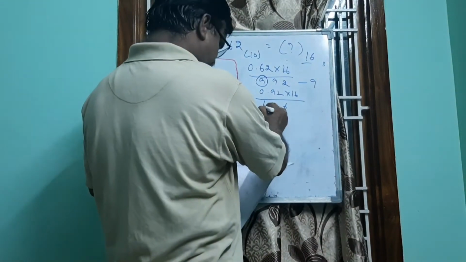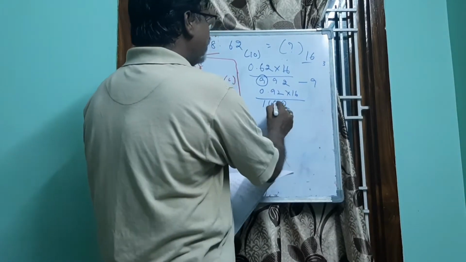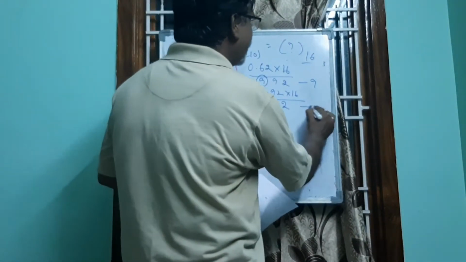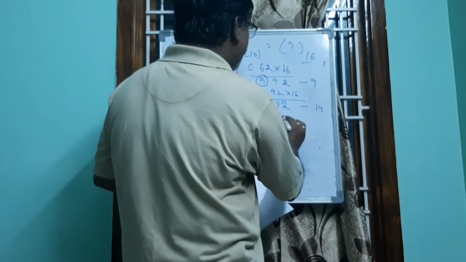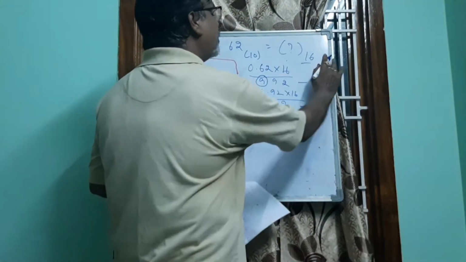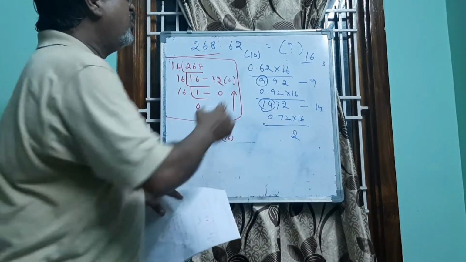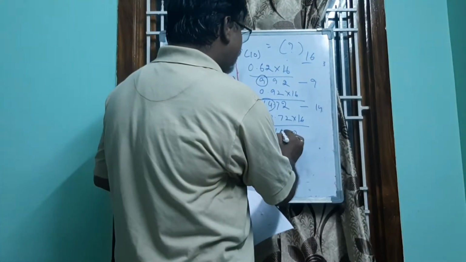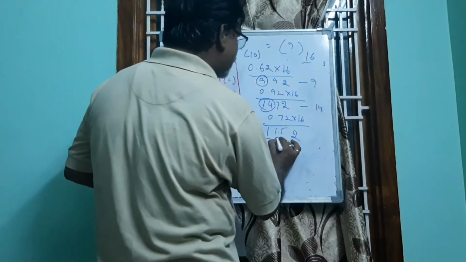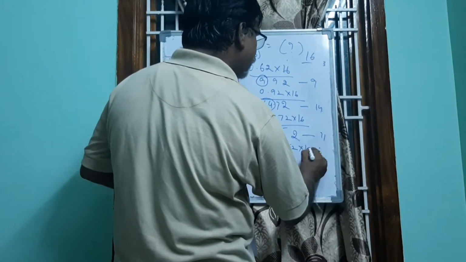It is 14.72. So here you put 14 here. Then you discard this 14 and write the 14 here. So you get 0.72 into 16. Okay, multiply: 16 2s 32, 16 7s 112, 112 plus 3, 115. So 11.52, and here this part you write 11 here and 0.52 into 16.